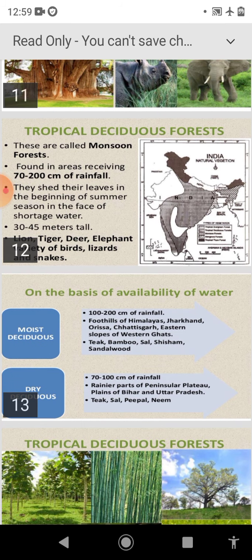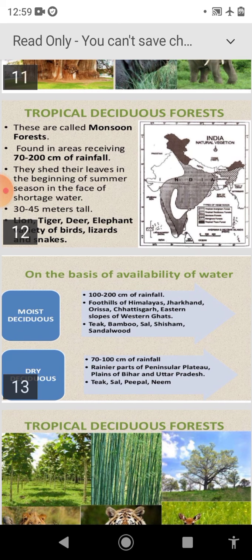So with regard to the tropical deciduous forests, they can be categorized into two main types, moist deciduous and the dry deciduous. First, let us discuss about the moist deciduous forests. These forests are found in the areas of 100 to 200 centimeter of rainfall. Due to a long dry season, the trees in these forests are deciduous, means they shed their leaves during the dry season. Sesame, sandalwood, and the sal are the common trees found in these forests.